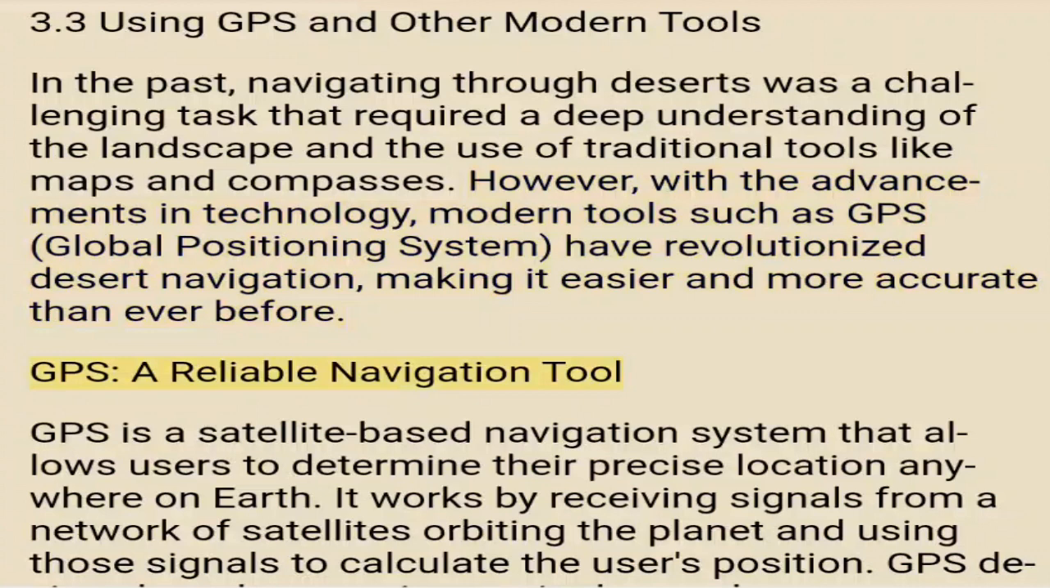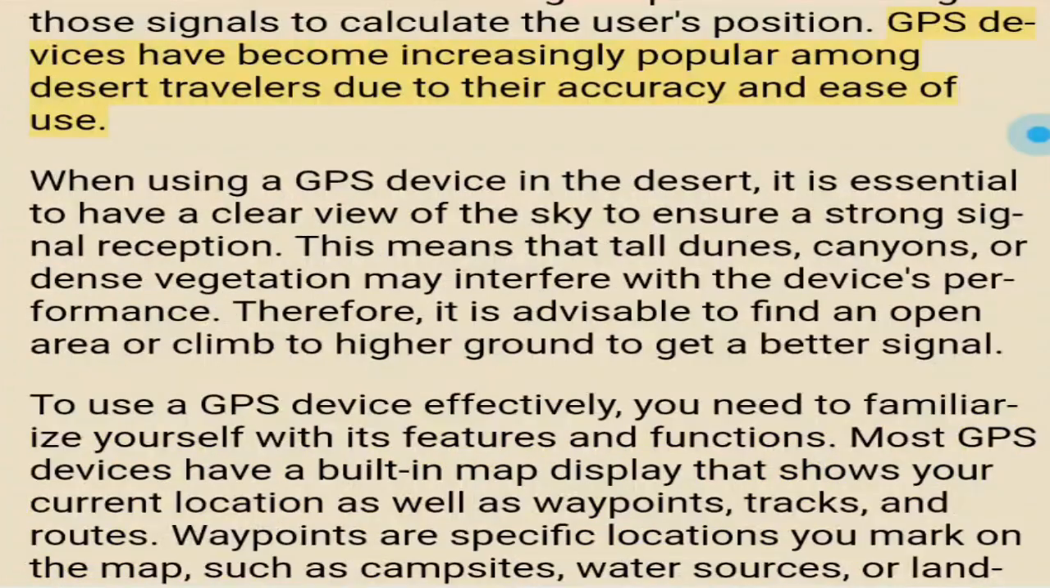GPS, a reliable navigation tool. GPS is a satellite-based navigation system that allows users to determine their precise location anywhere on Earth. It works by receiving signals from a network of satellites orbiting the planet and using those signals to calculate the user's position. GPS devices have become increasingly popular among desert travelers due to their accuracy and ease of use.